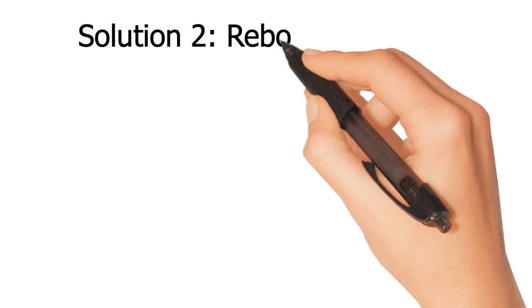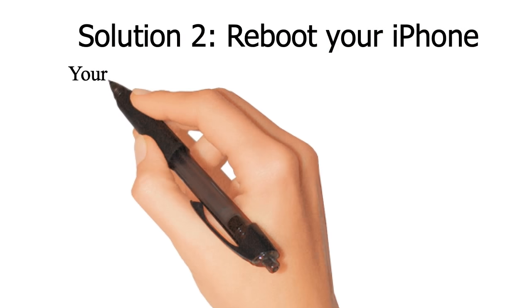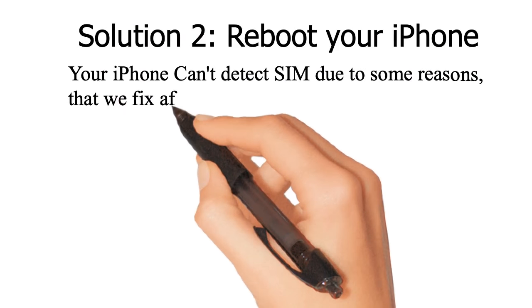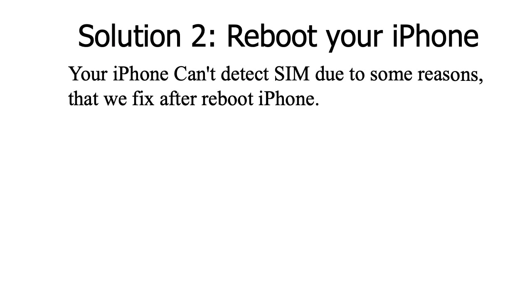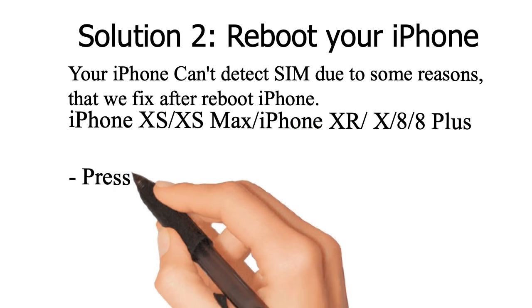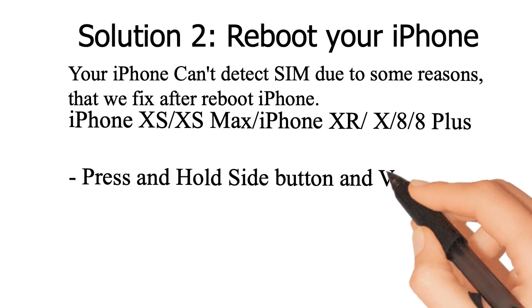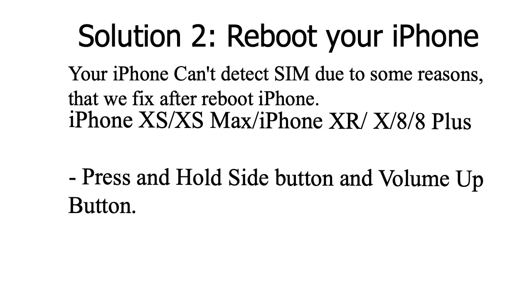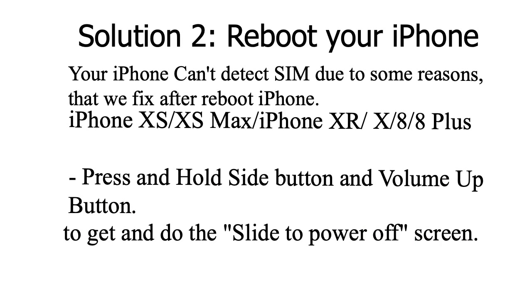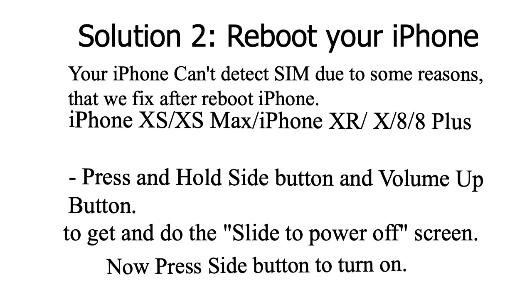Solution 2. Reboot your iPhone. Your iPhone may not detect the SIM for various reasons, and that can be fixed by rebooting. For iPhone XS, XS Max, XR, and 8/8 Plus, press and hold the side button and volume up button to get to the slide to power off screen. Now press the side button to turn it on.